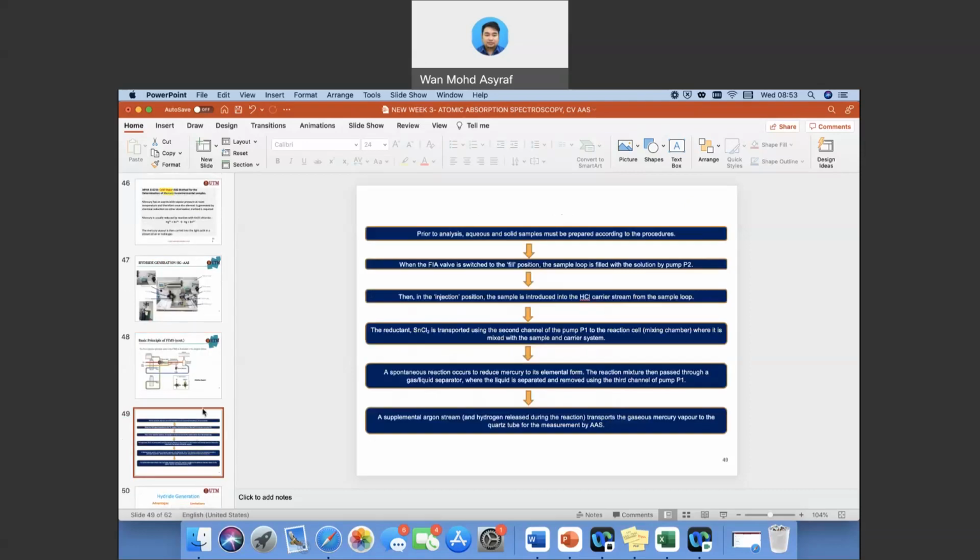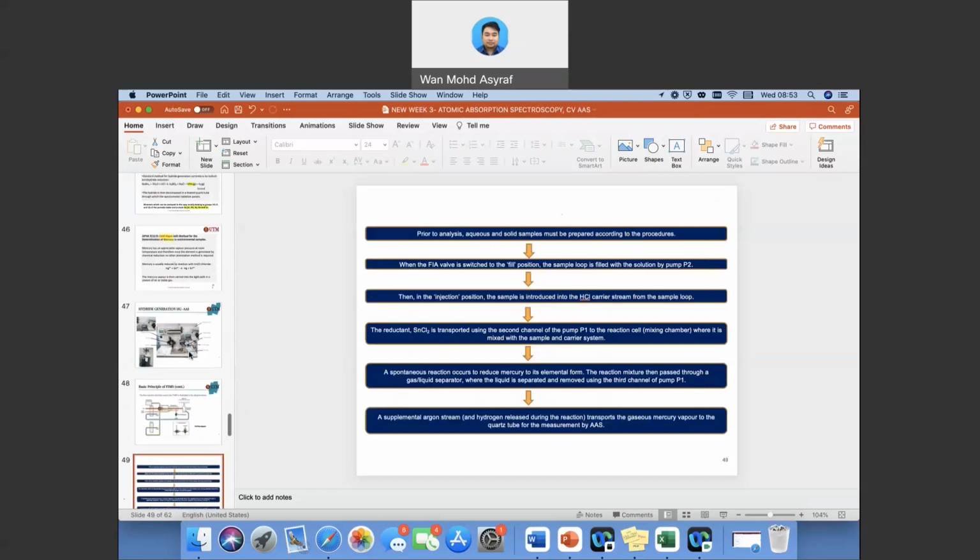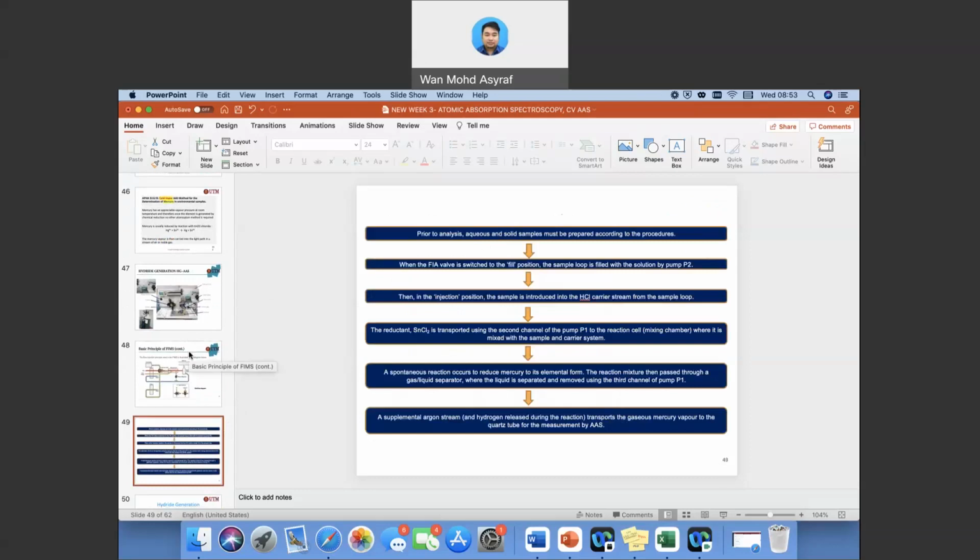So basically, this is the procedure for the analysis. Prior to analysis, the aqueous or solid sample must be prepared according to the procedure APHA 3112. For hydride generation it is 3114. Sorry, for cold vapor it is 3112B. Okay. So basically, this is how the methods would work. So you will be able to read through this procedure.